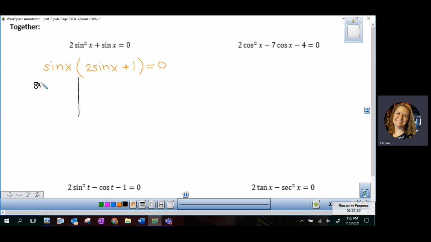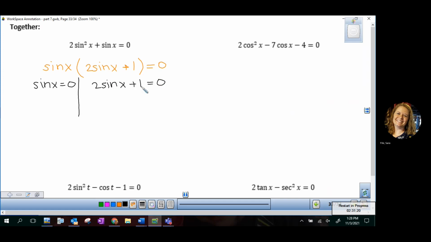So I set sine of x equal to 0. And I set 2 sine of x plus 1 equal to 0. Okay, you solve these individually to get all of your solutions. So over here, sine of x is already isolated. I'm ready to answer the question, where is sine 0?